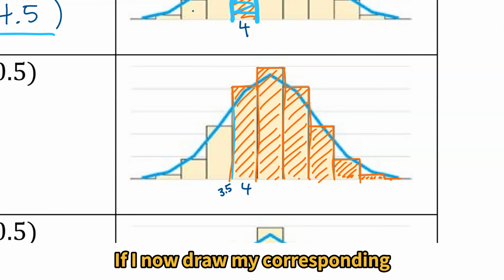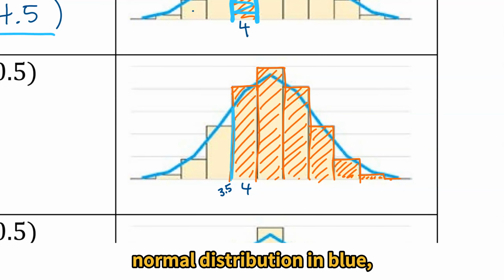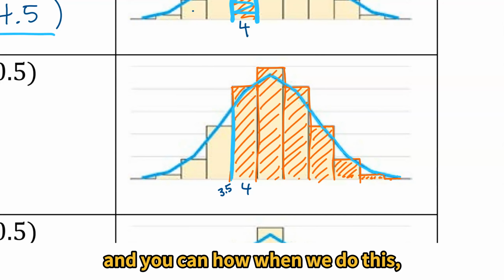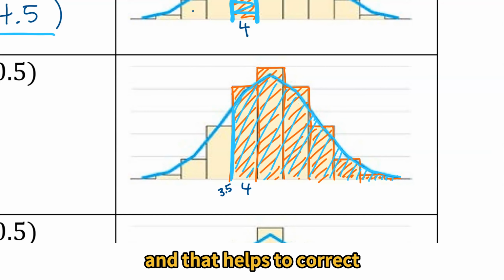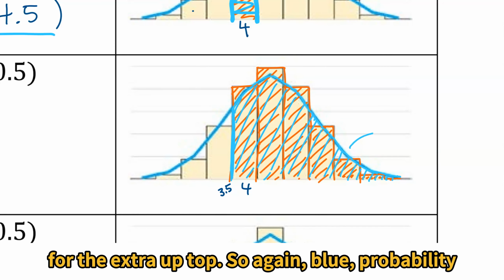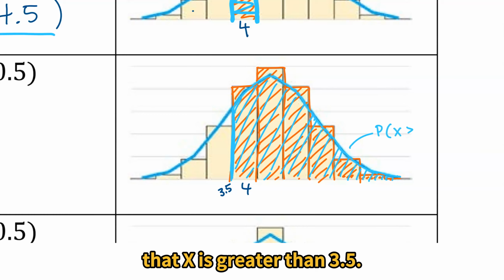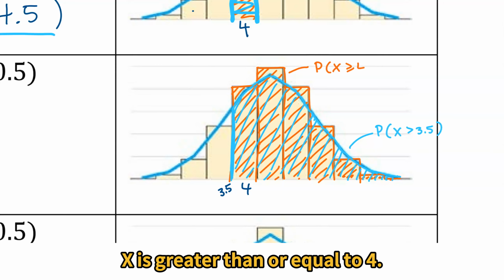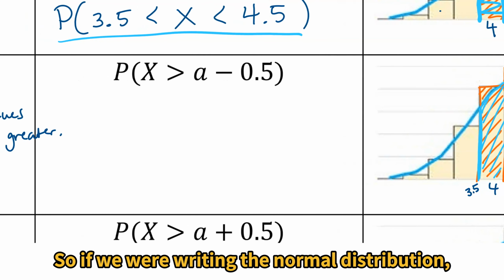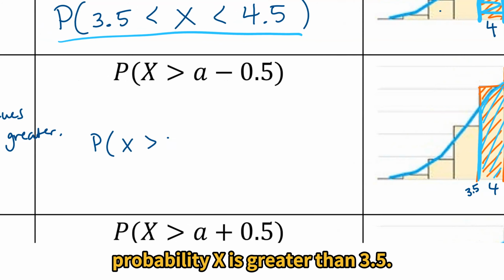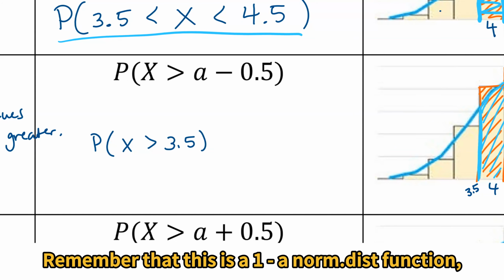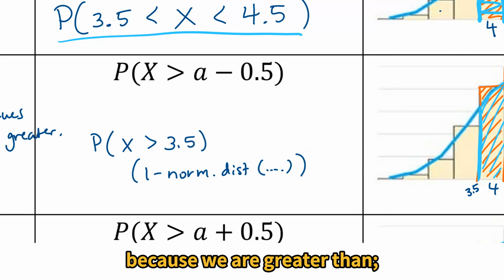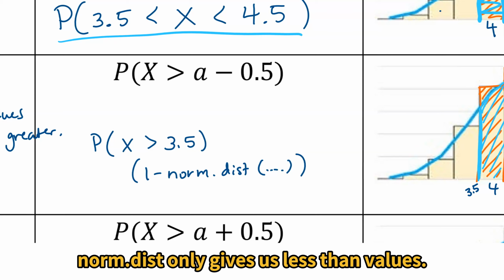If I now draw my corresponding normal distribution in blue, you can see how when we do this, we're also picking up some blank spaces, and that helps to correct for the extra up top. So again, blue, probability that x is greater than 3.5, and the orange, probability x is greater than or equal to 4. So if we were writing the normal distribution, probability x is greater than 3.5. Remember that this is a 1 minus a norm.dist function because we are greater than. Norm.dist only gives us less than values.